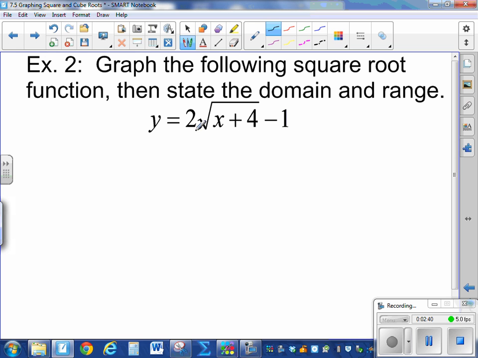Okay, so number 2, I wanted you to graph this one, then state the domain and the range. On the video right now, I'm just going to give you the graph. Tomorrow in class, I'll explain in more detail what the domain and range are.